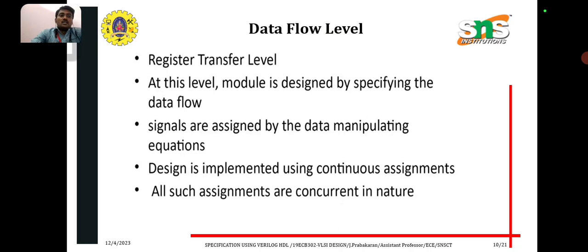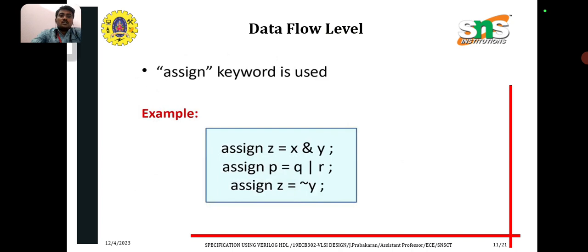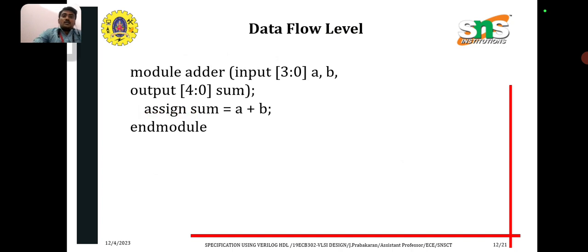Let me show the examples of the assign keyword we are using. Here is a simple example of data flow modeling. In this example, adder is a module that represents a simple 4-bit adder. A and B are 4-bit input buses, sum is a 5-bit output bus. The assign statement is used for continuous assignment. In this case, it expresses that the value of sum is the sum of A and B.